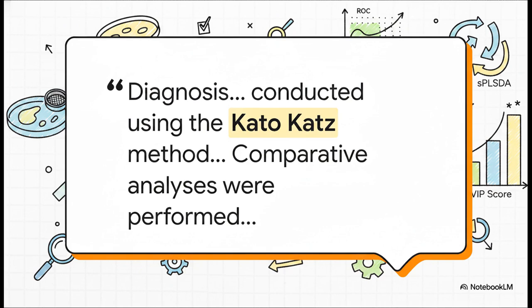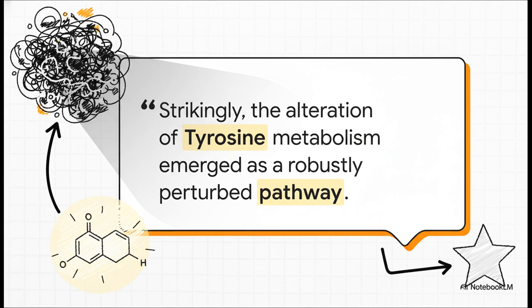Diagnosis via the Cato-CATS method, and then bam, comparative analyses using SPLSDA, VIP score, and heat map visualization. It proves the science is mathematically sound and rigorously designed without getting bogged down in tiny details. And the results section? This is a perfect execution of our one core message rule. Untargeted metabolomics generates a mountain of data, right?